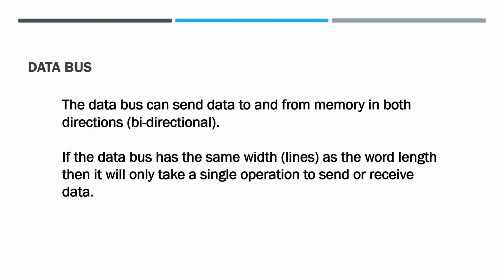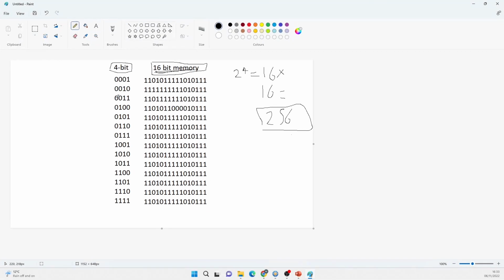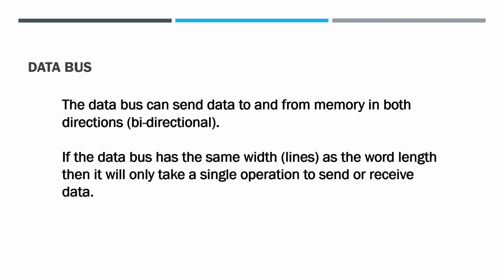Right, data bus. Data can be sent bidirectionally, which means it can go in both directions. Now, if the data bus has the same width, the same number of lines or bits it can send at the same time, as the word length of the memory, which we just looked at a minute ago, it will only take one operation to send or receive data.